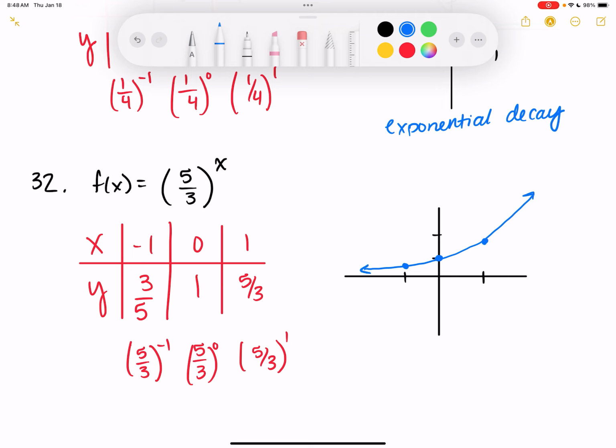What type of function would this be then? Just growth or exponential decay? Which way is the graph going? Growth. Exponential growth.